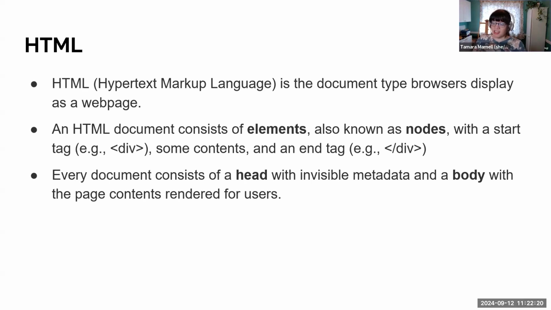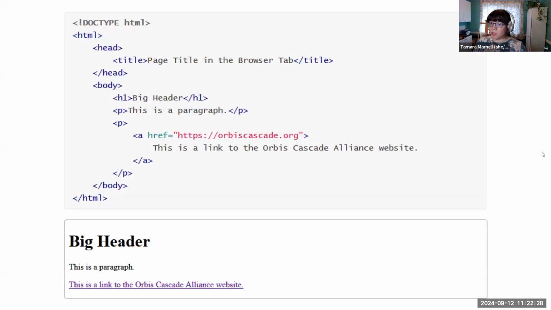And every document consists of a head, which contains metadata for that web page, and a body, which is the contents that is actually rendered for users. So here's an example of a very simple HTML document that I threw together for the course. It has a doc declaration that we're using HTML, start tag HTML, end tag HTML, and here's the head, start and end, body, start and end. So this title, page title in the browser tab, is something you will not see rendered on the page itself.